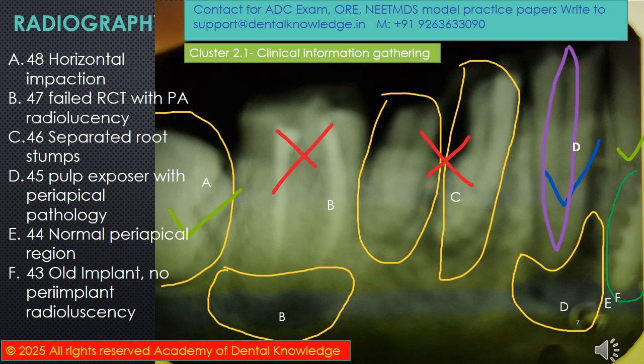Still we are in the zone of cluster 2, which is information gathering. The radiograph provided with the case shows: A, horizontal impaction of tooth number 48; B, failed root treatment of tooth 47 with periapical abscess; C, separated root stumps of tooth 46; D, pulp exposure of 45 with periapical pathology; normal periapical region of 44, which is E; and F is normal peri-implant region.